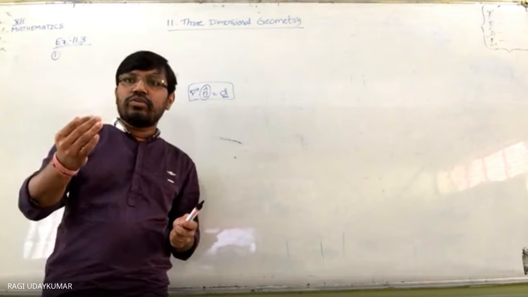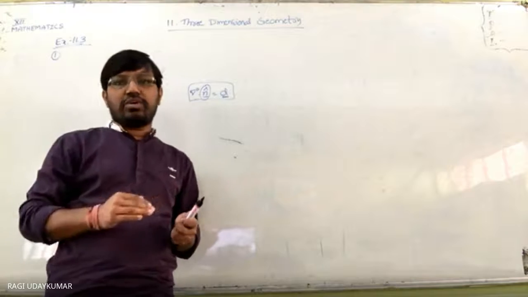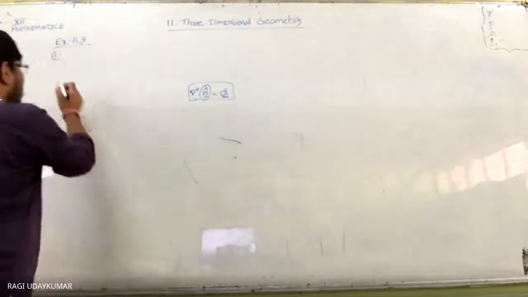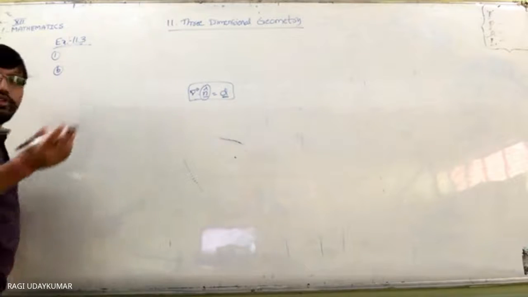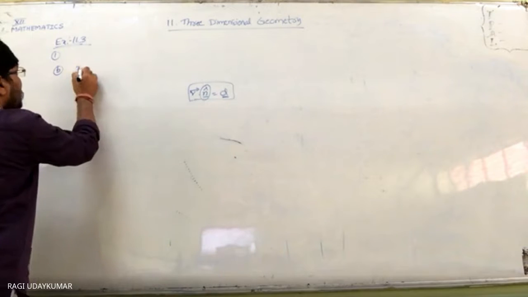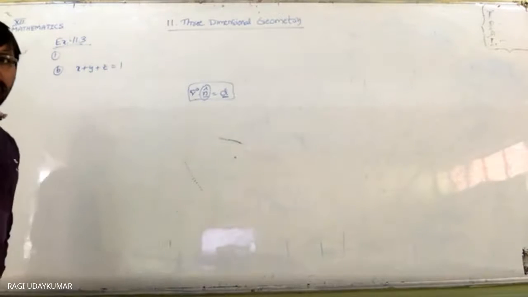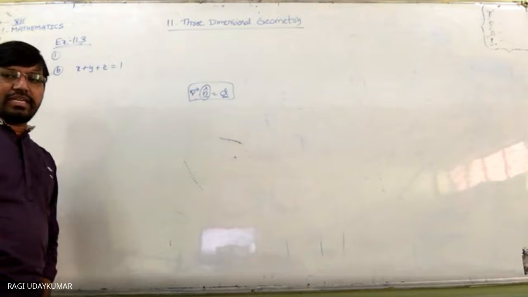It is given to you in Cartesian form. So first, for easy understanding, let us take the b1 case. A also I will explain to you. The equation of a is x plus y plus z is equal to 1. This equation is given to you.